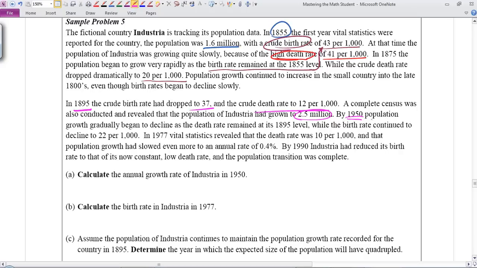By 1950, the population growth gradually began to decline as the death rate remained at its 1895 level. Okay, so its 1895 level was a crude death rate of 12 per 1,000, while the birth rate continued to decline to 22 per 1,000. In 1977, vital statistics revealed that the death rate was 10 per 1,000, and the population had slowed even more to an annual rate of 0.4%. By 1990, Industria had reduced its birth rate to that of its now constant low death rate, and the population transition was complete.